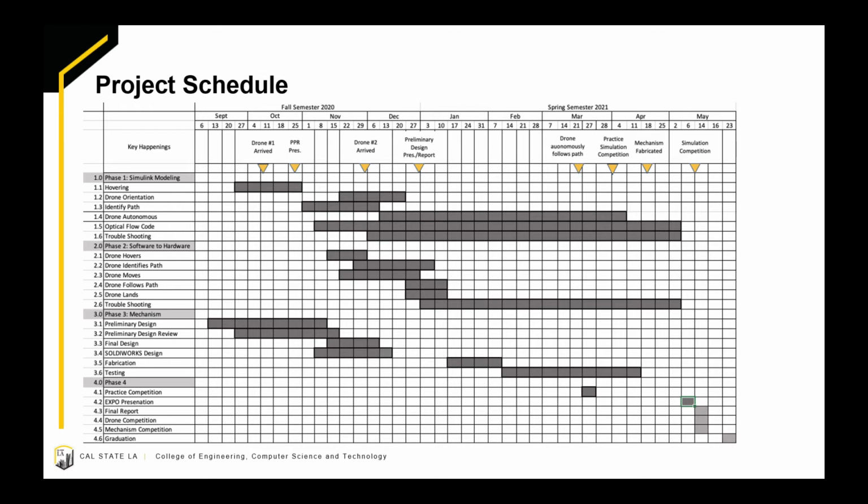Overall, we had 8 milestones throughout the school year. This semester, we had 4 major milestones. We did well on following the path in simulation and real time. We were able to successfully finish the practice simulation competition. The mechanism was fabricated and attached, and we are ready for the competition.